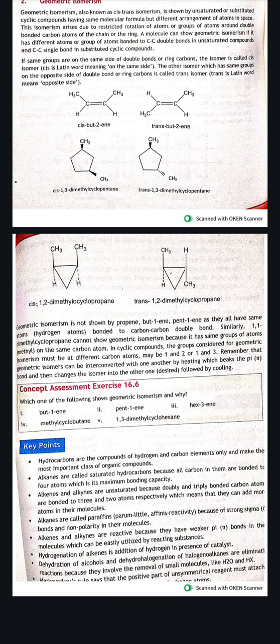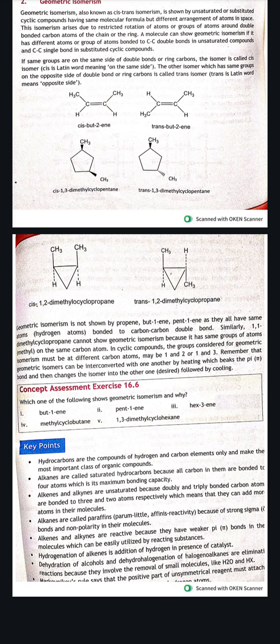Geometric isomerism is not shown by propene, but-1-ene, or pent-1-ene, as they all have similar atoms bonded to the carbon-carbon double bond. Similarly, 1,1-dimethylcyclopropane cannot show geometric isomerism because it has the same groups of atoms on the same carbon atom. So when the same groups are attached to the same carbon atom, or the same atoms are bonded to the carbon-carbon double bond, these compounds don't show geometric isomerism. Geometric isomerism is only shown by those compounds that have different groups attached to both carbon atoms.